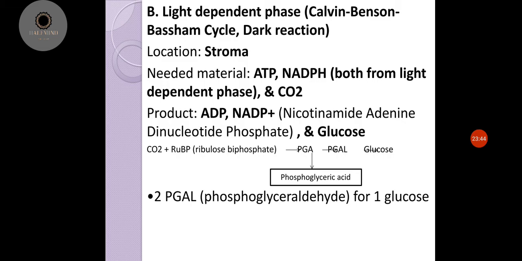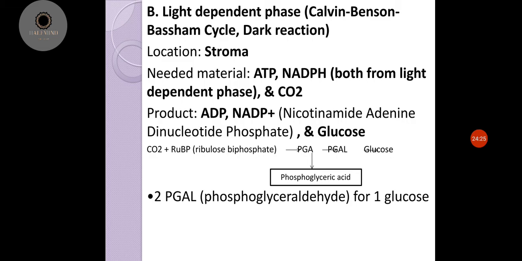So, in the dark reaction or the light independent, hindi yan dependent. In the light independent phase, or yung pinapangalanan na Calvin-Benson-Bassham Cycle, it happens in the stroma of the chloroplast. So, ano yung needed material? Yung needed material for the plants to do the Calvin cycle, in short, is yung mga materials na produce or yung mga products ng light reactions, which is the ATP, the NADPH, and also dito na papasok si carbon dioxide.